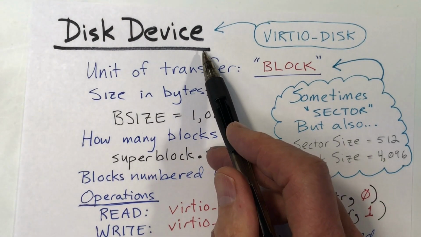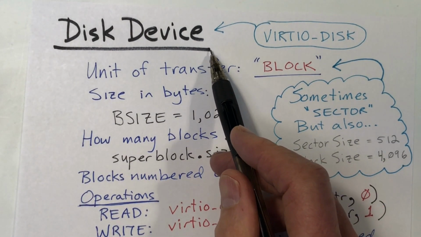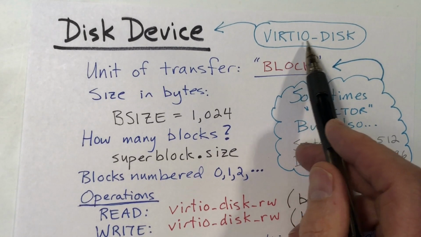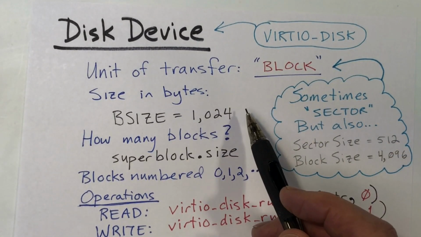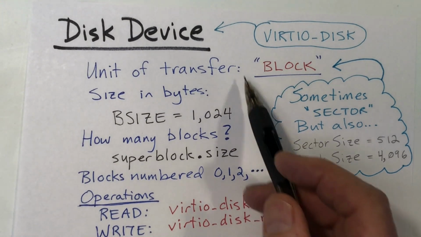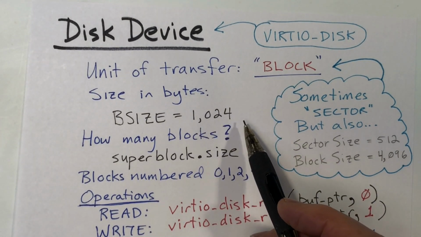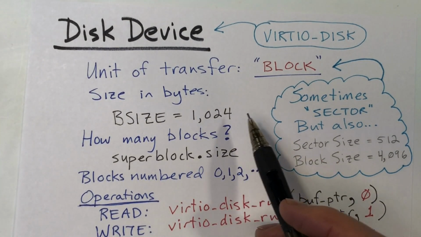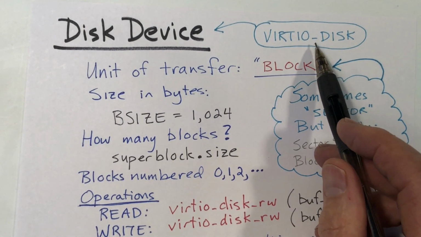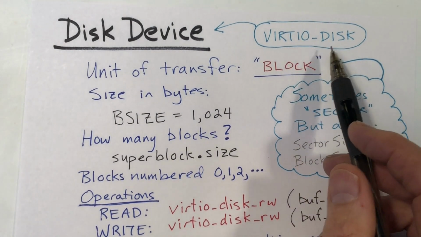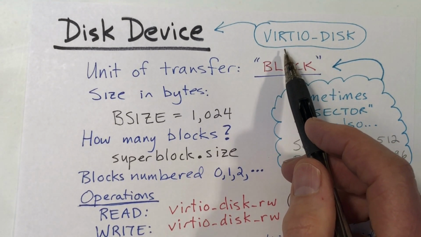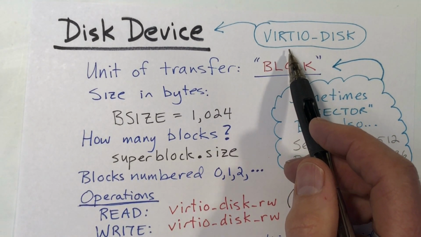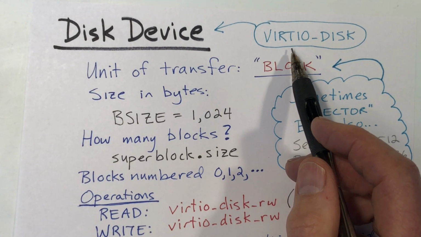Now, the device that is implemented by QEMU is the virtio disk device. Remember that xv6 will be emulated by something called the QEMU emulator, and the QEMU emulator will interface to a virtio disk. This virtio stuff is an attempt to standardize the interface between device drivers and actual hardware.